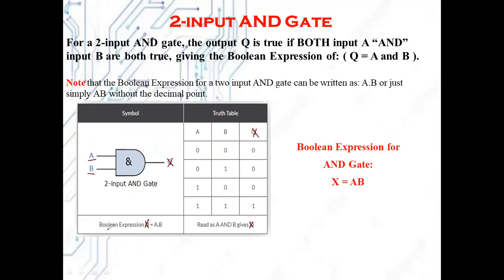So, ang Boolean expression natin is X is equal to A dot B, or A and B, or simply X is equal to AB. So, ito yung Boolean expression natin. So, ang truth table po ni AND gate ay ganito po. So, sabi ko sa inyo from the previous discussion, we have a default value of A and B. So, ito po yung default value niya. 0, 0, 1, 1, and for B is 0, 1, 0, 1.